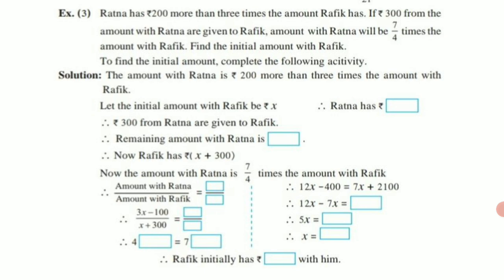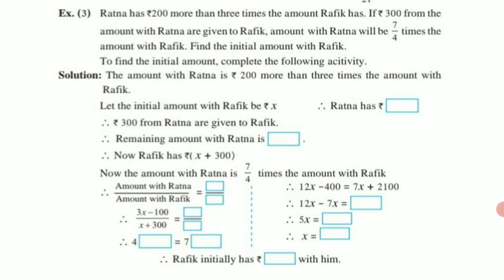Next example. Ratan has rupees 200 more than 3 times the amount Rafiq has. If rupees 300 from the amount with Ratan are given to Rafiq, the amount with Ratan will be 7 upon 4 times the amount with Rafiq. Find the initial amount with Rafiq. To find the initial amount, complete the following activity. Solution: The amount with Ratan is rupees 200 more than 3 times the amount with Rafiq. Let the initial amount with Rafiq be rupees x. Ratan has 3x plus 200.